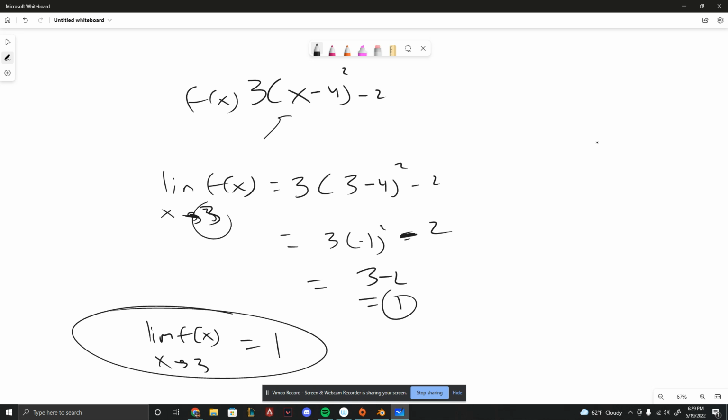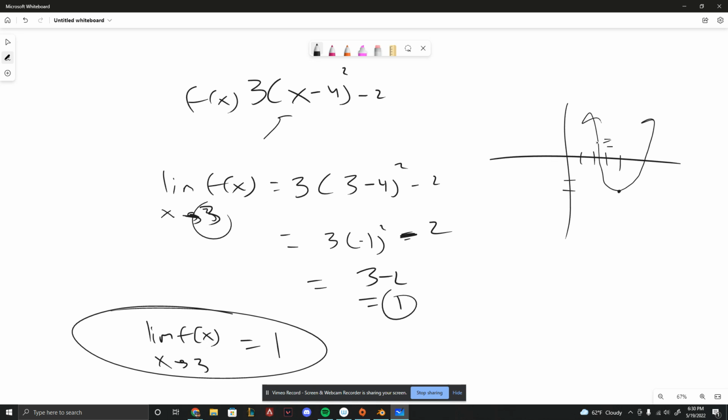But remember, let's say we were to graph this real quick. I'm not going to graph it with perfect accuracy, but the vertex is at (4, -2). It's going somewhat like this, right? So as x approaches 3, I understand this looks nothing like 1, but remember, it's not actually at 1, it's just very close to 1. It's not like x is at 3. x is getting infinitely close to 3, and so your y is getting infinitely close to 1, which is how limits work, essentially.